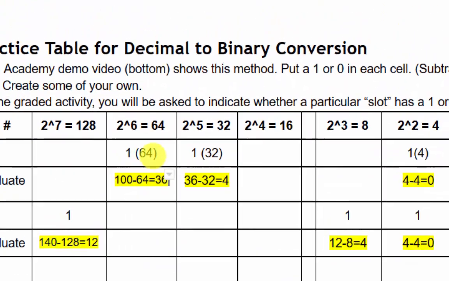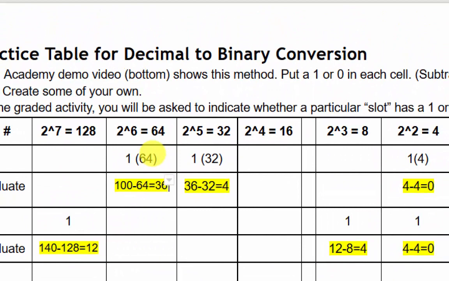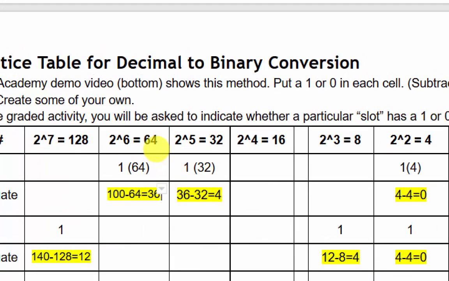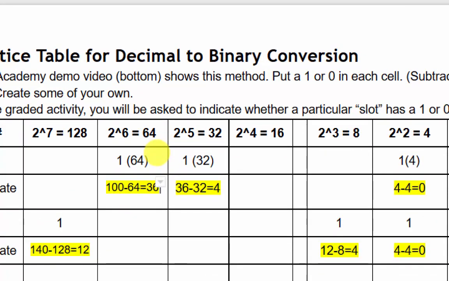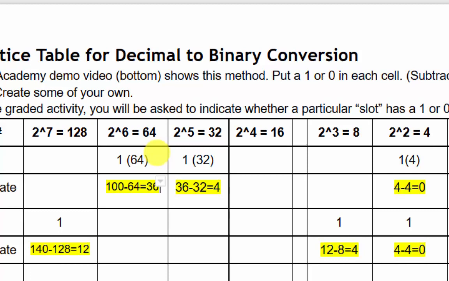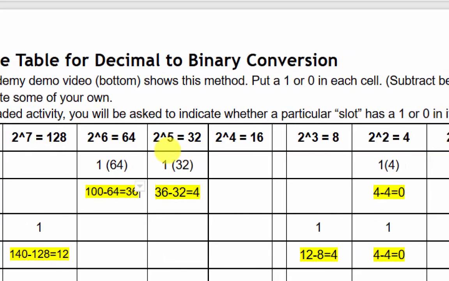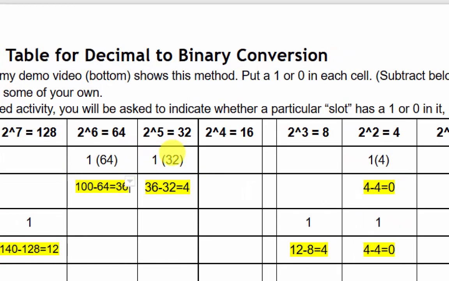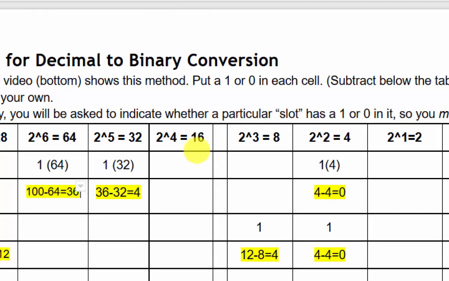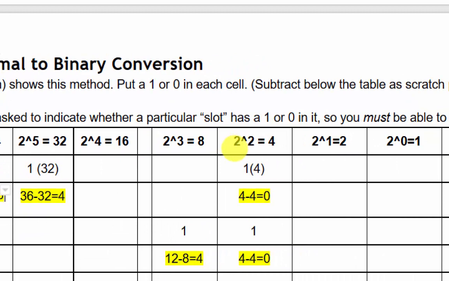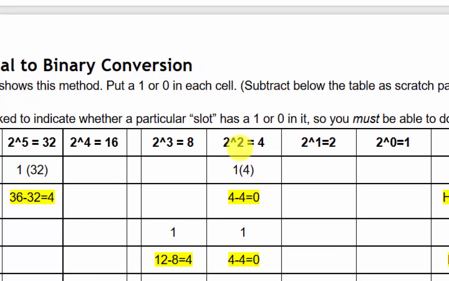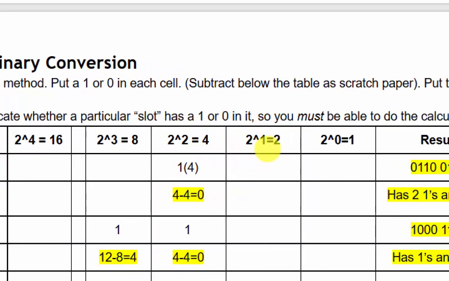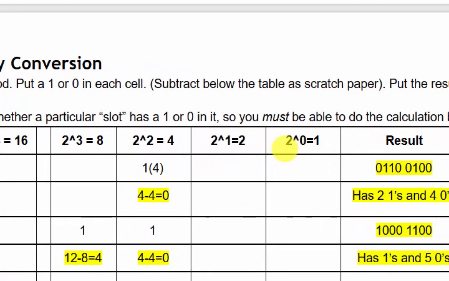So here now, is there a 32 in 36? Well, yes, there is. We have a 32 in 36. And so we'll do our math problem of 36 minus 32, and we have 4 left. Is there a 16 in 4? No. Leave it as 0. Is there an 8 in 4? No. Leave it as 0. Is there a 4 in 4? Woohoo! Yes, there is a 4 in 4. So we'll put that down and subtract it. And now we have 0 left. And obviously there's no 2's and there's no 1's because we used them all up.